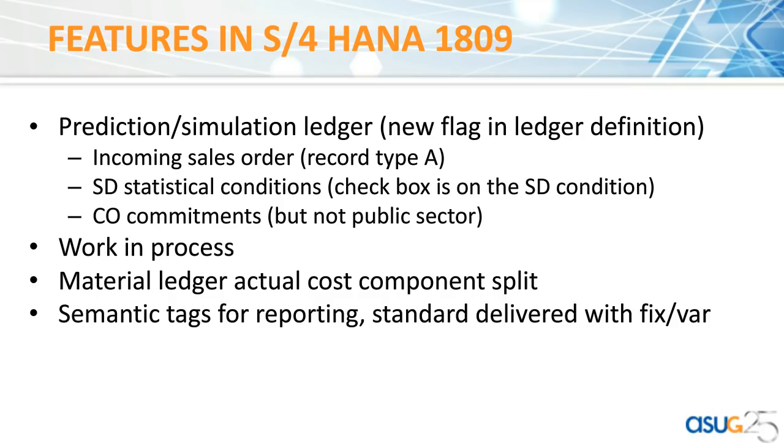I'll mention first of all record type A. It is now possible to see that in an S/4HANA report, but not in my leading ledger. So there's a new feature in 1809 when ledgers are created in the general ledger config. There's another flag to define a ledger as a prediction or simulation ledger, and record type A can be posted there.